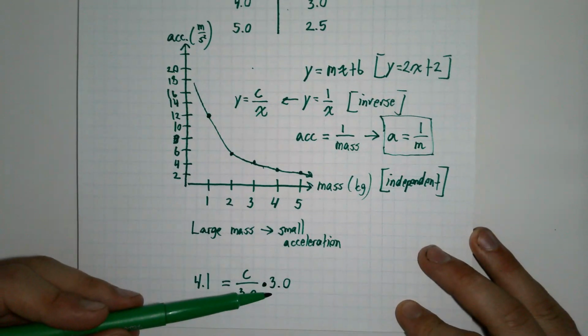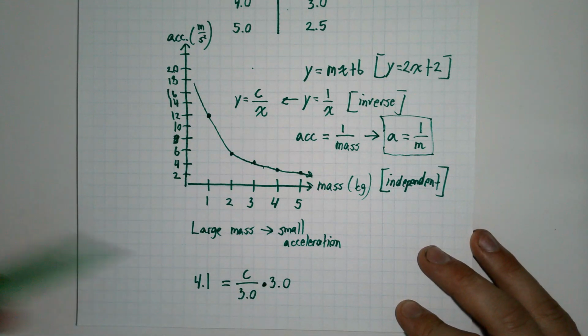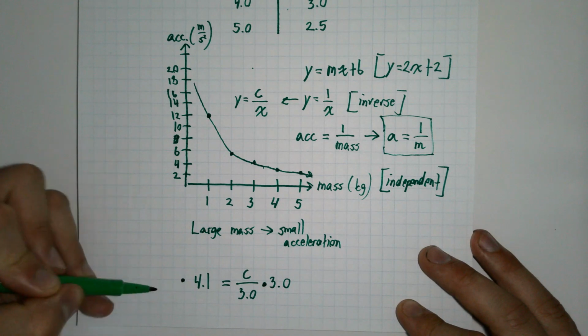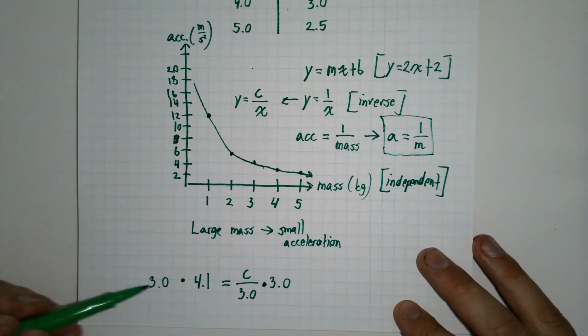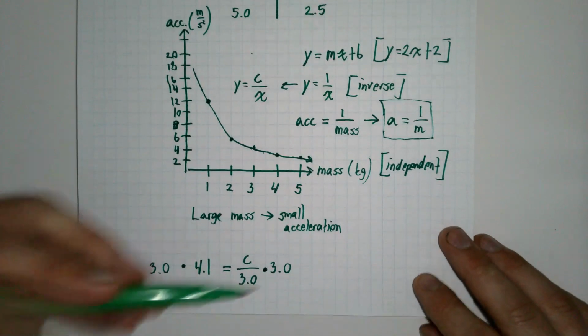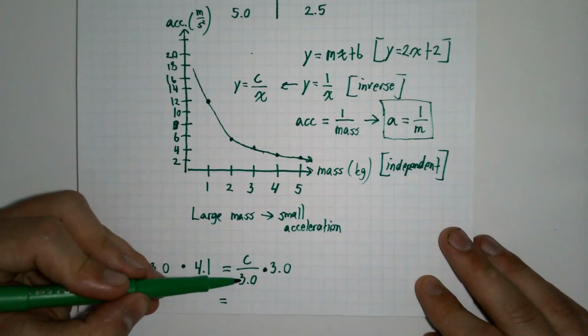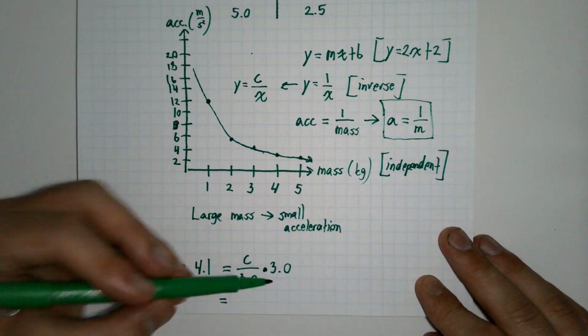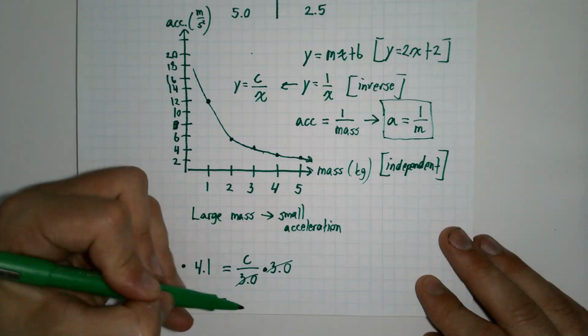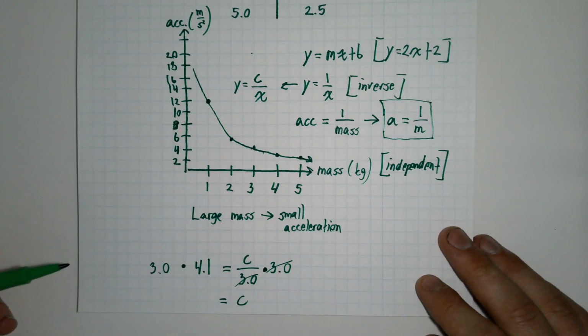Well, if we do that to one side of the equation, we have to do that to the other in order to maintain this equality. So that means we have to also multiply this left side by 3. Now what we're left with is these. See how we have numerator and denominator? These guys cancel. They're the same. So we're left with just c on the right side.